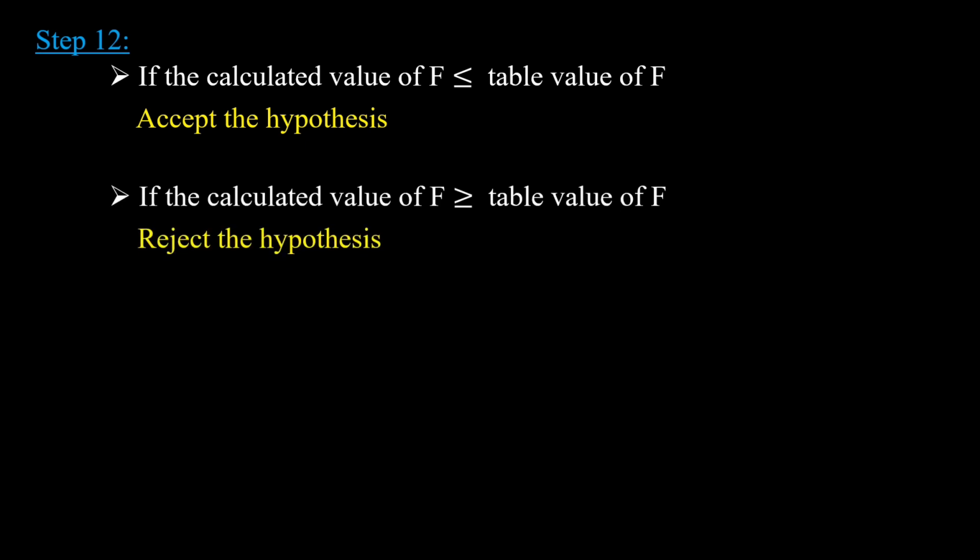In case the calculated value of F is greater than or equal to the table value of F, then we have to reject the hypothesis. It means the hypothesis we have assumed is not true. Now we'll check some examples, then you will understand how to apply these steps.